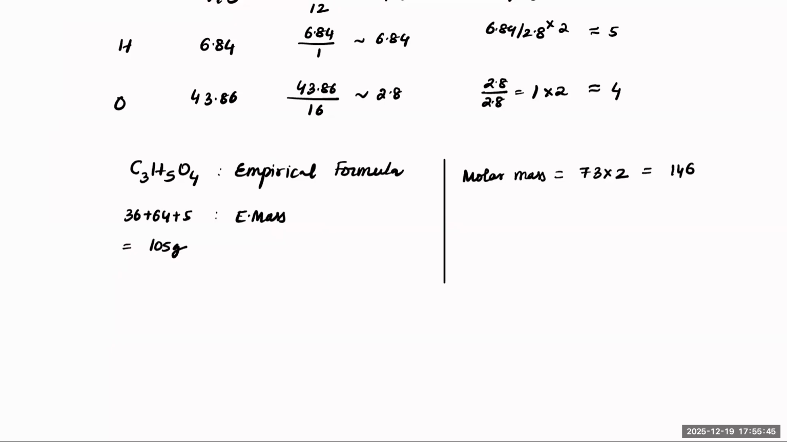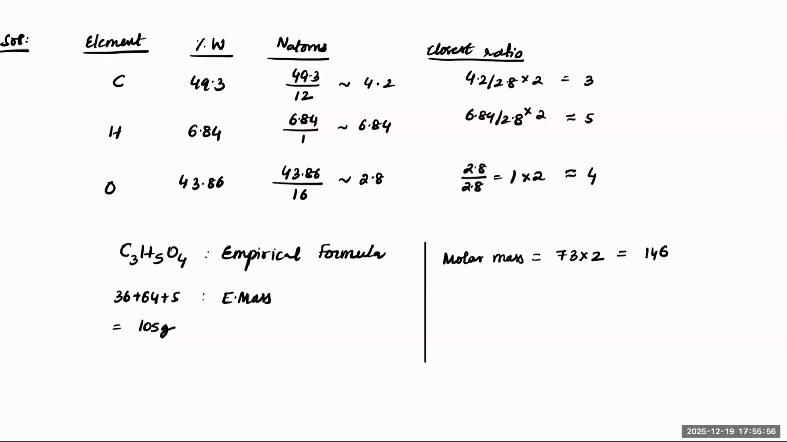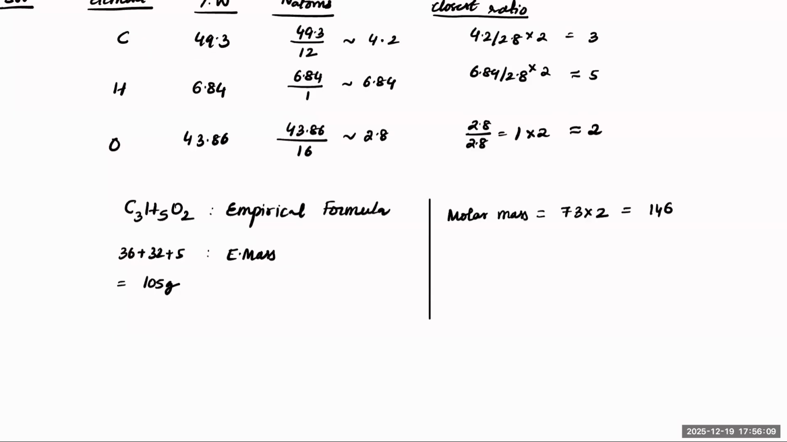146 is correct, but I think the ratio which I'm getting is not a very close value here. This empirical mass should not come like this. Sorry, this is O2. This is not 4, this is 2. So this is 32. So how much are we getting here? This is coming out as 73 only, no? 73, yes.